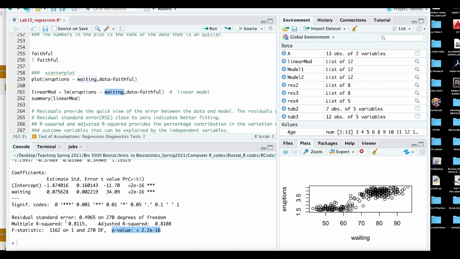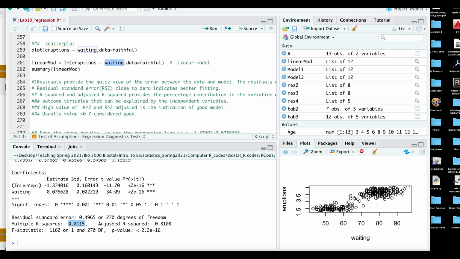The residual standard error is 0.49. It is small. And R-square is 0.81, so it is also fitting well. We discussed these things already.